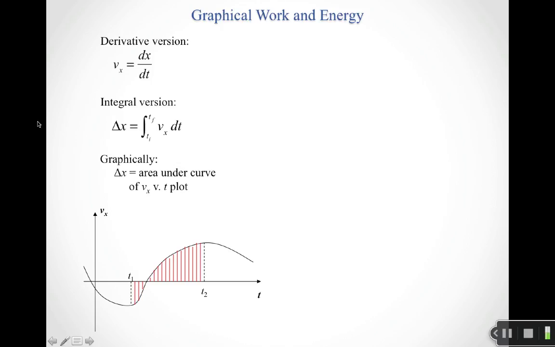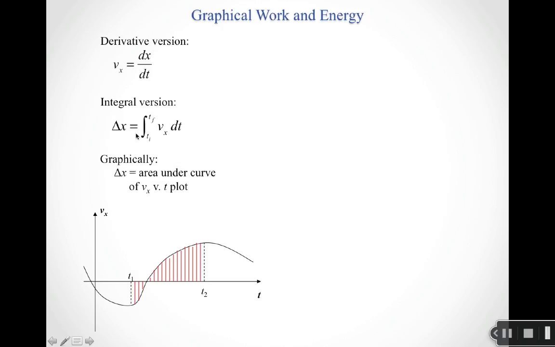All right, so when we were looking at kinematics, we said we can talk about how to deal with kinematics graphically. There are two equations, one that's a derivative version that's going to tell us about the slope on an x versus t plot. That's going to be the x component of the velocity. But we said we can rewrite this: multiply the dt over, integrate both sides, and we end up with an integral version of the same equation.